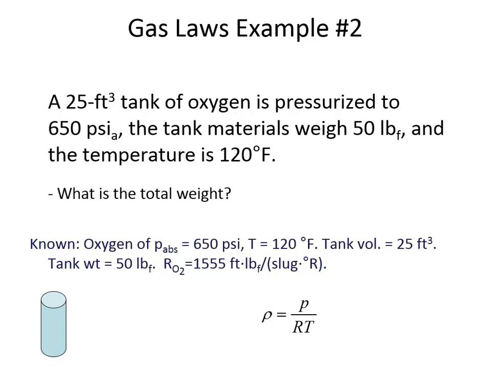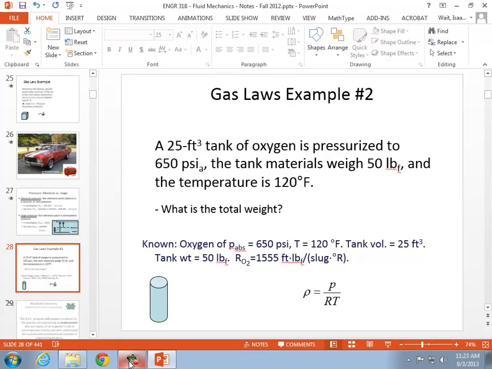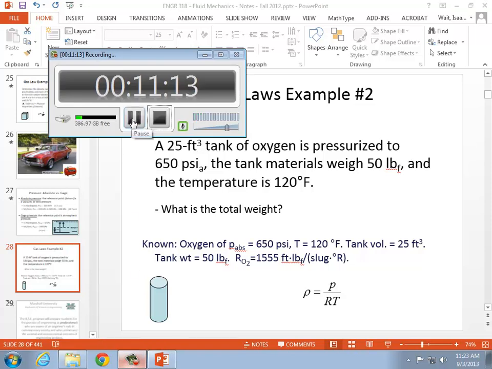So we know the pressure, the temperature, the tank volume, the tank weight, the R value, and then remember from the previous example we worked, here's how you can calculate the density of a gas. So what I'd like you to try in this example is calculate the density of the gas, and then when you know the density of the gas and the volume of the tank, find out the total weight of the oxygen that's in the tank in addition to the tank material. And of course, you can work with a partner on this as you work through the examples. You can always talk it over with a partner.